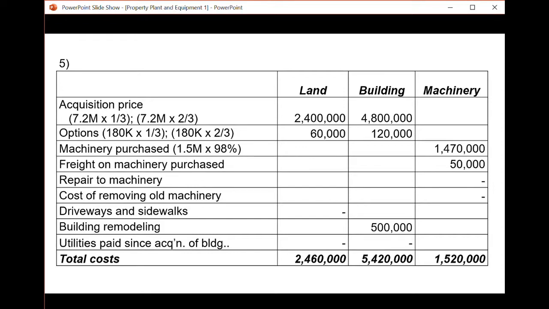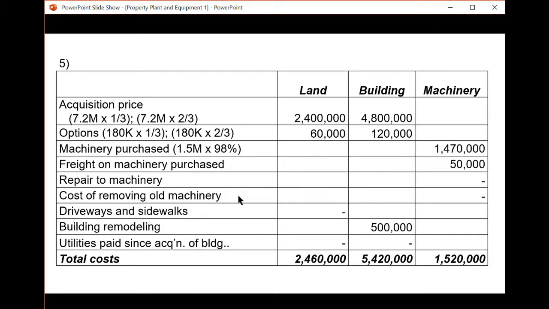So your total for the land is 2,460,000. Your building is 5,420,000 and you have your machinery is 1,520,000. So you have to remember ha kaning dismantling. You have to take note that this pertains to the current machine dapat and it's already identified at acquisition date, nga mao na siya cost para i-dismantle or i-decommission or i-restore ang present or ang new nga machine.